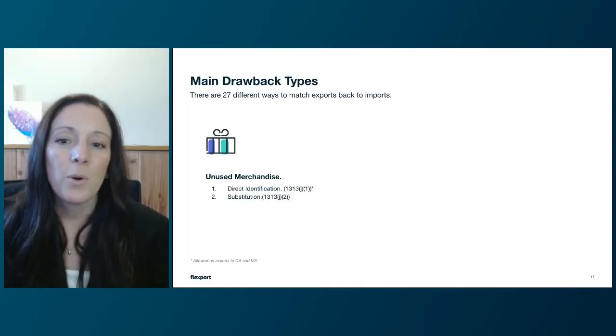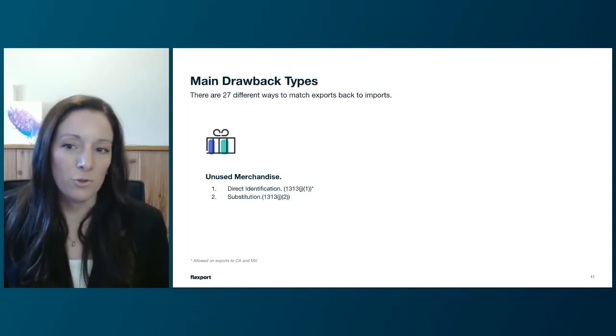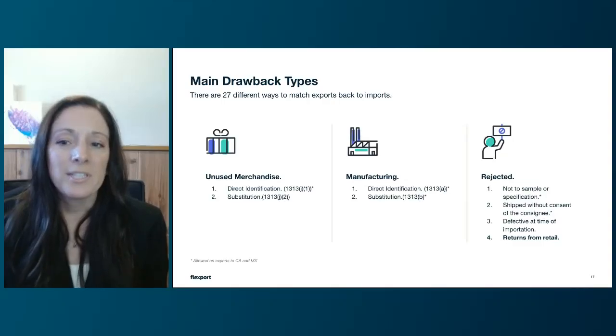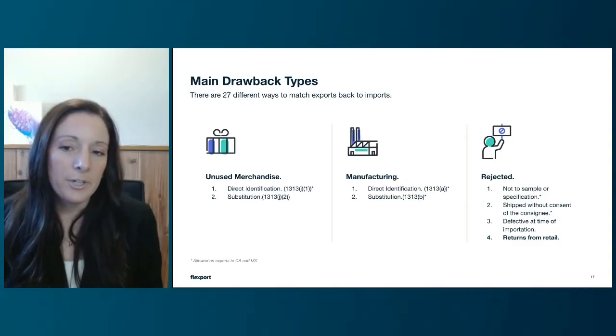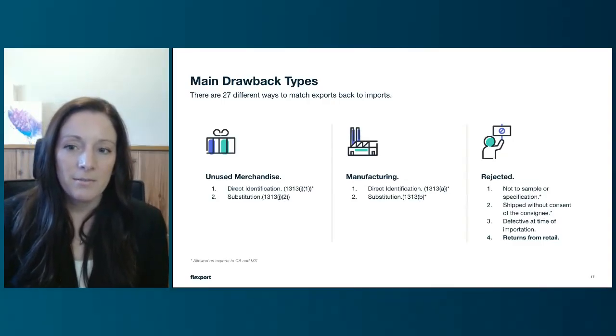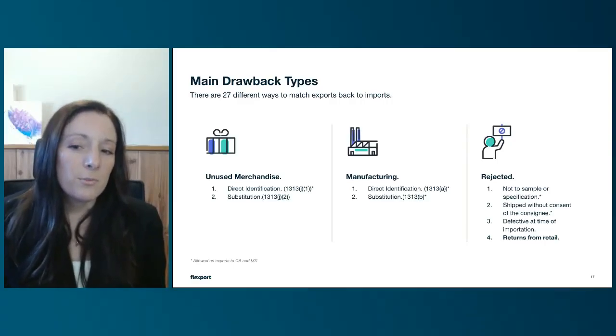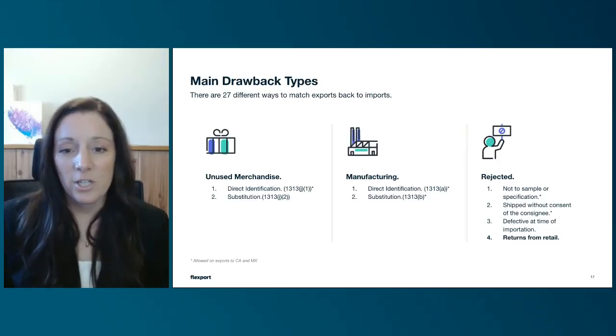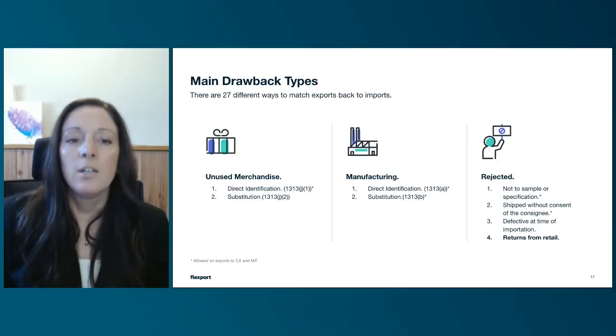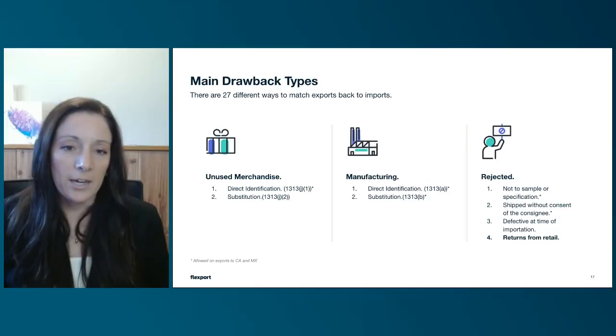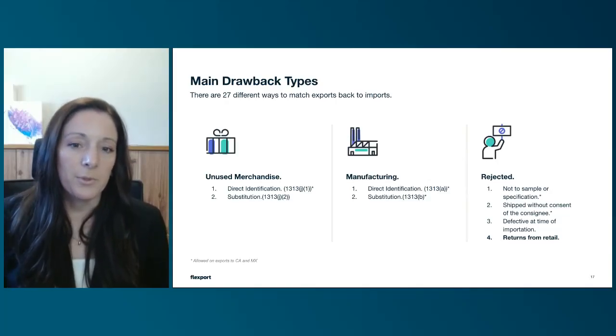There are 27 different ways to claim drawback. We will focus on the 3 most common categories, which are unused merchandise, manufacturing, and rejected. You may file unused merchandise and manufacturing drawback through both direct identification and substitution. Rejected merchandise falls into 4 categories, which we'll dive into in a little bit.